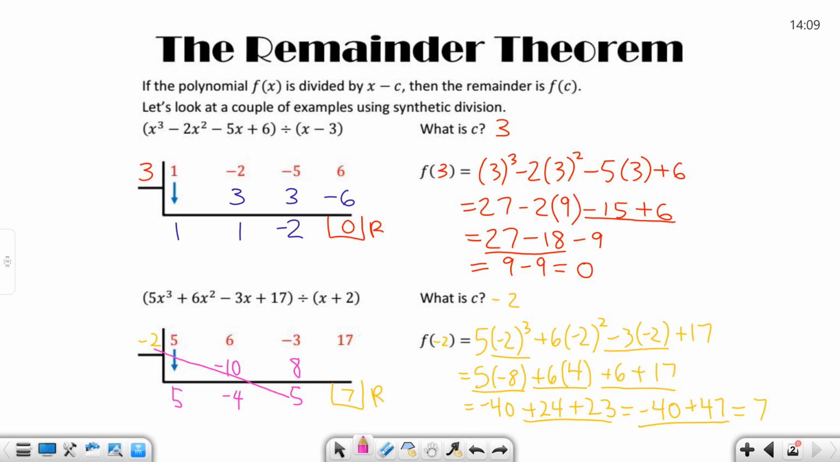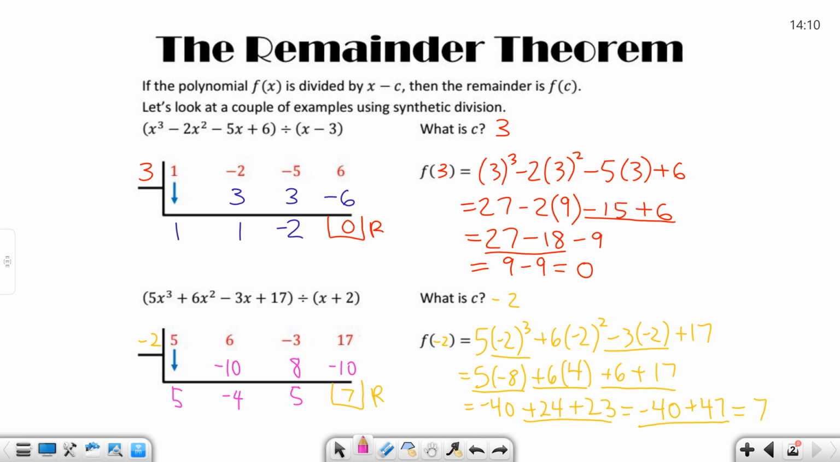Okay? -2 times 5 is what? -10, and we write it right there. So -10. And again, I say the word add, but I don't change the sign. 17 minus 10 is 7. Bingo, we got the same thing that we got when we plugged in -2 to our f of x, which we determined was this in this case. Okay? So that is the remainder theorem.